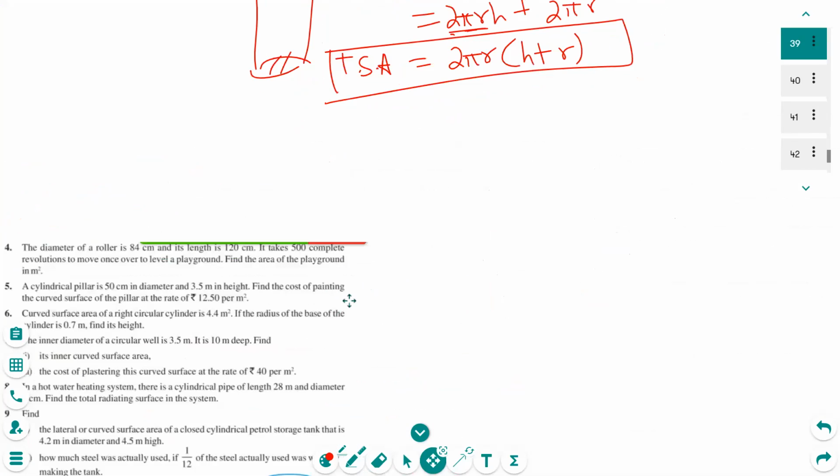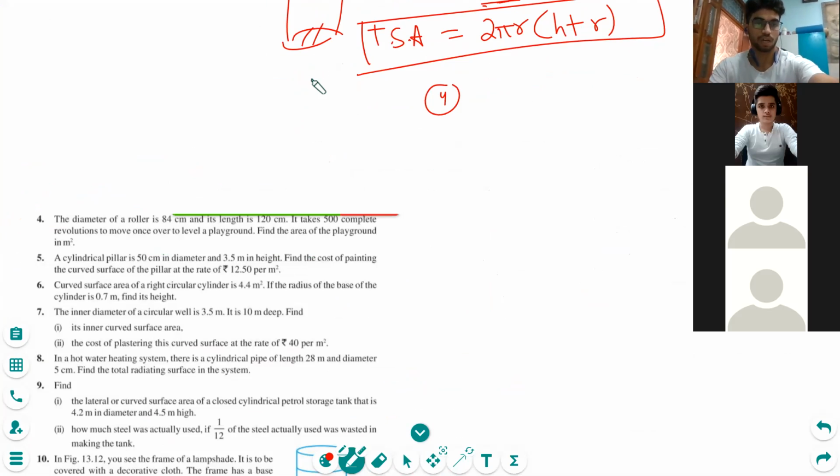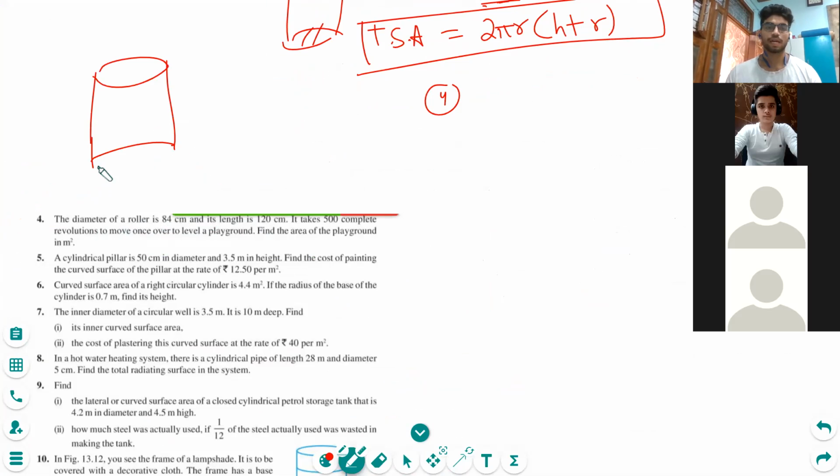Now let's move to the fourth part. Again, these types of questions are the ones that I need you to practically be able to see. So let's again practically see this stuff. So what's the question? Let's read it out. The diameter of a roller is 84 centimeter. Its length... Okay, there is a roller, and it has a diameter of 84 centimeter.